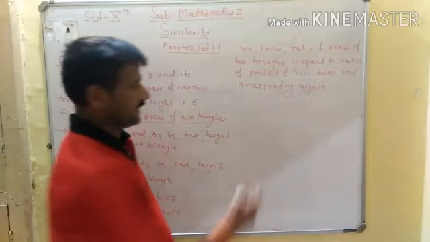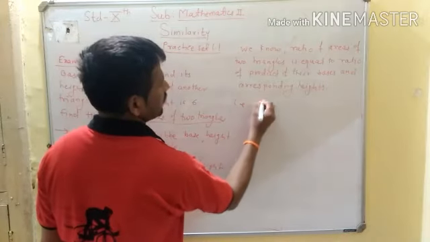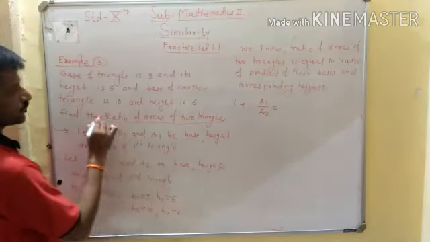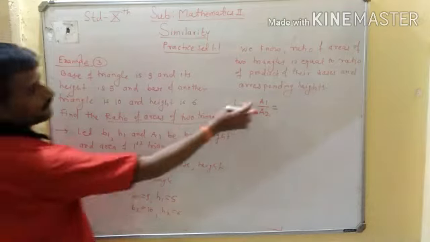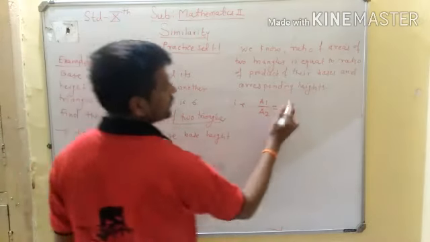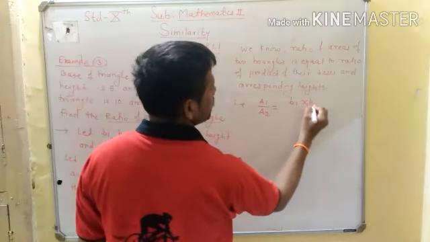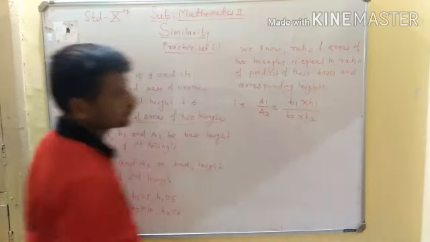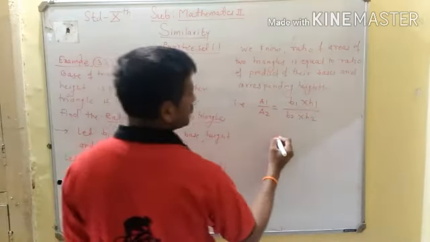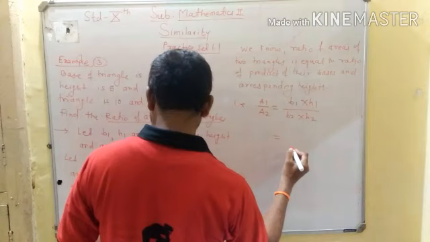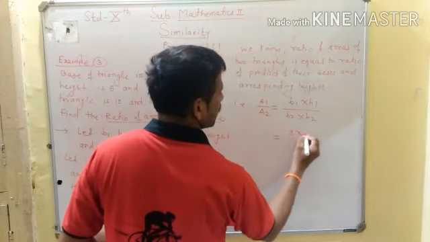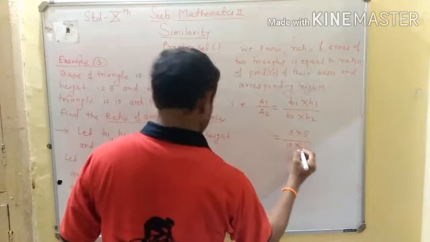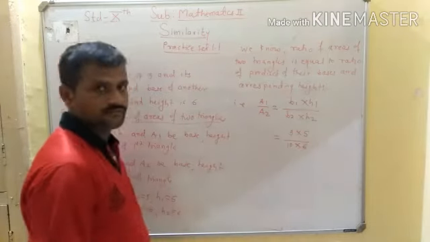Now we write here A1 upon A2. What is to find? The ratio of areas of two triangles. That means A1 upon A2 is equal to B1 into H1 upon B2 into H2. Now just substitute the values here. Value of B1 is 9 into 5, B2 is 10 into H2 is 6, is fixed.